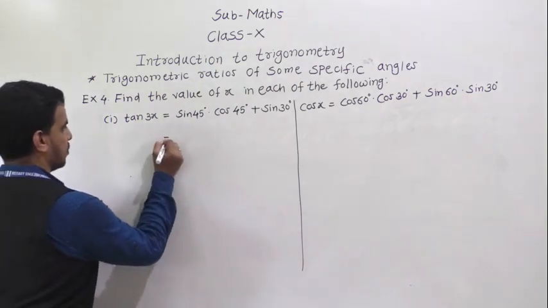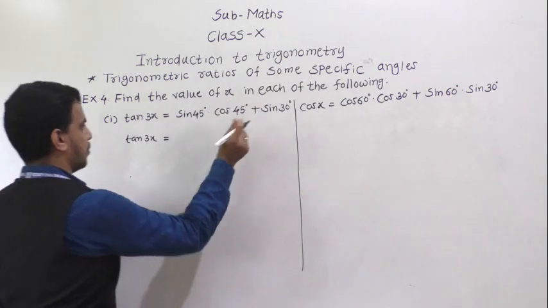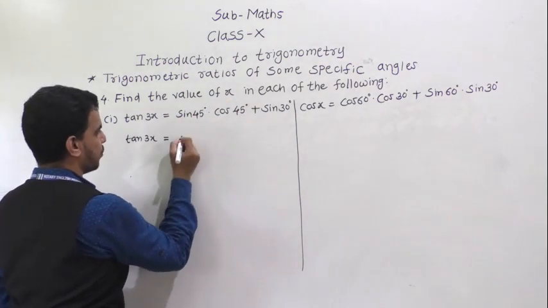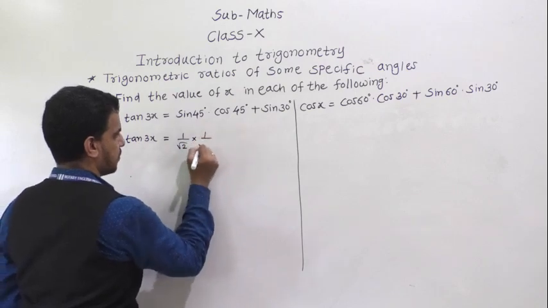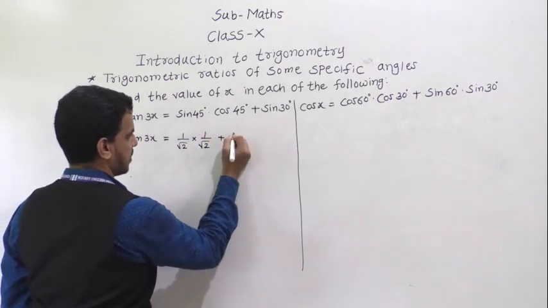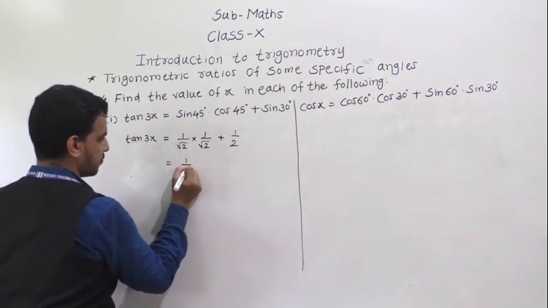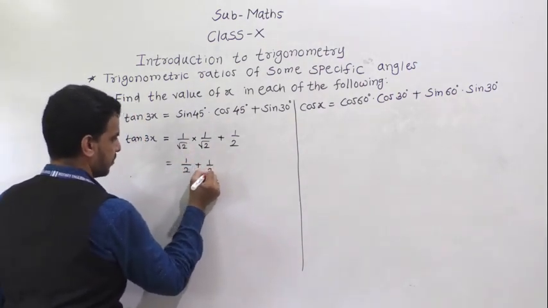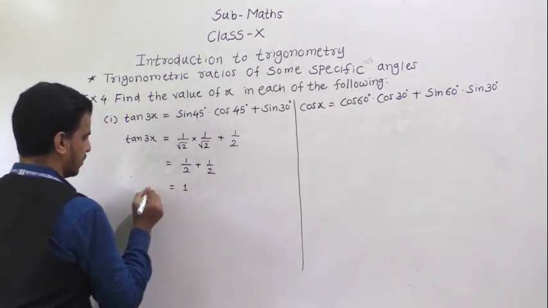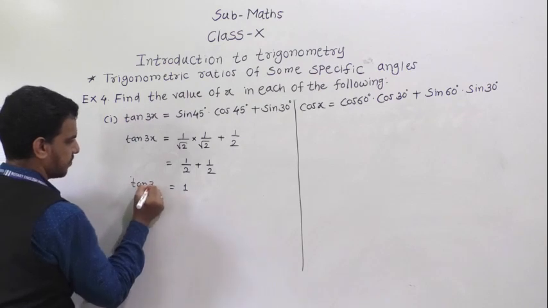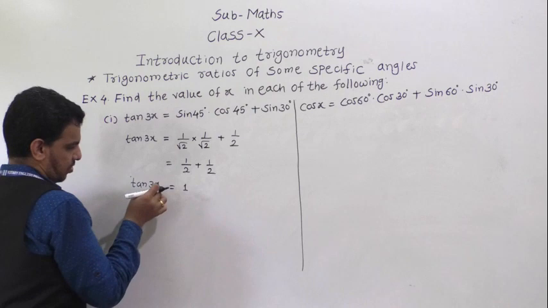Okay, so here tan 3x is equal to, now we have to put these values: sine 45 degrees is 1 by root 2, cos 45 is also 1 by root 2, plus sine 30 is 1 by 2. So 1 by root 2 into 1 by root 2 is 1 by 2, plus 1 by 2. So 1 by 2 plus 1 by 2 is equal to 1. So tan 3x is equal to 1. Now we have to find the value of 3x or x.